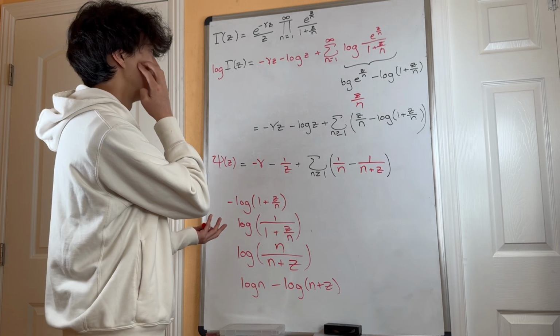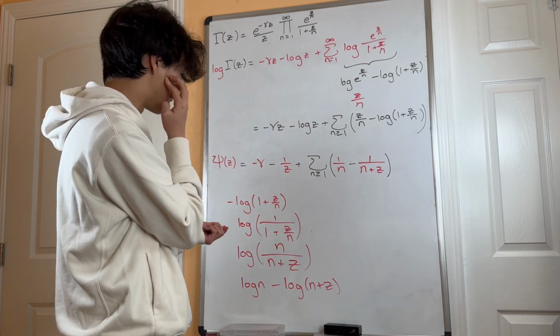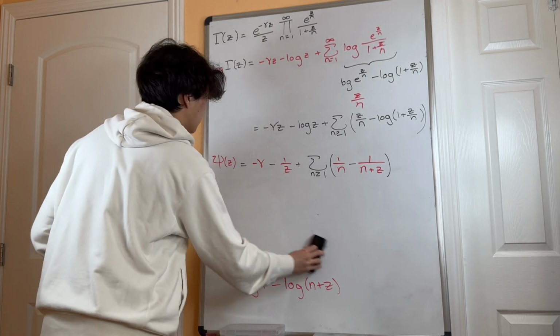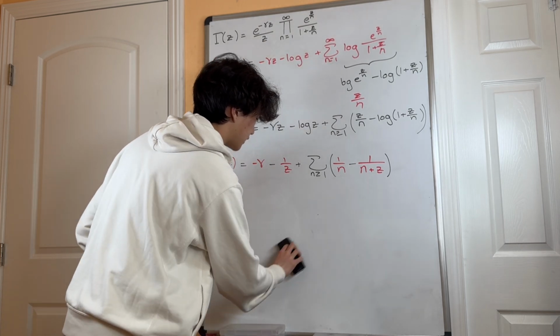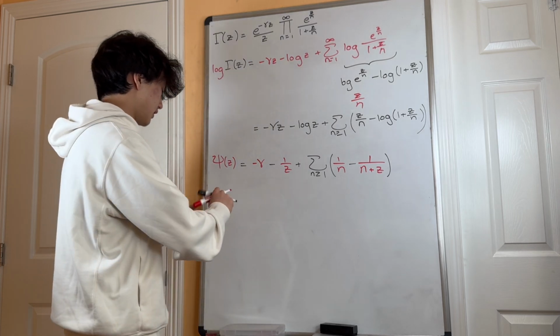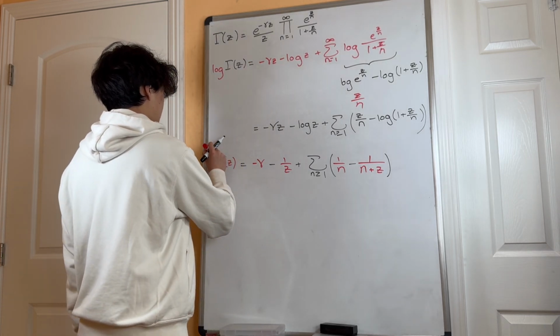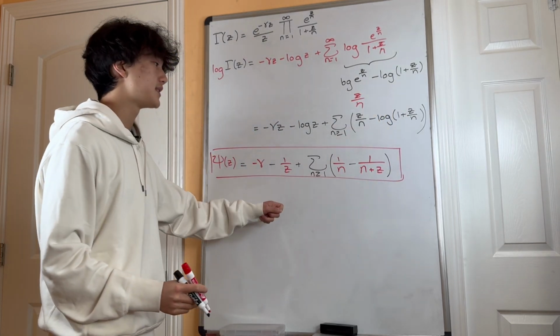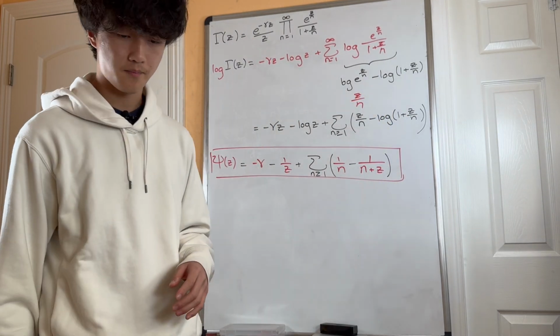And there you go. This is a very nice form for the digamma function, but it can be simplified a little bit more, although this is one of the closed forms if you want to use it. So I'm going to box this, and then we can revisit this later if we want to find another closed form.